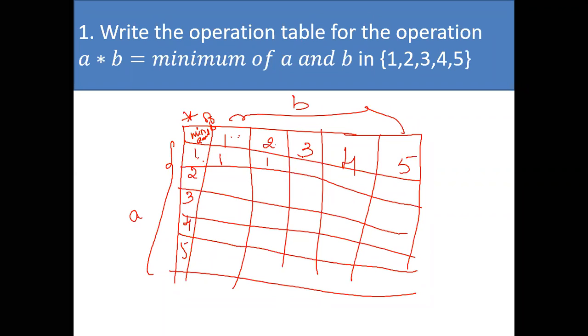What is the minimum of 1 and 3? It is 1. What is the minimum of 1 and 4? It is 1. What is the minimum of 1 and 5? It is 1. Once you are done with the first row, go for the element 2. Now change the value of A to 2 and simultaneously change the value for B. Now I'll ask a question. Okay, I'll repeat.